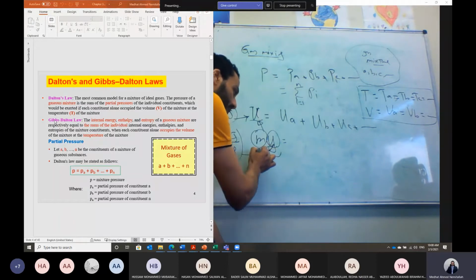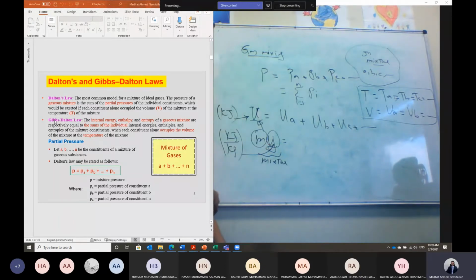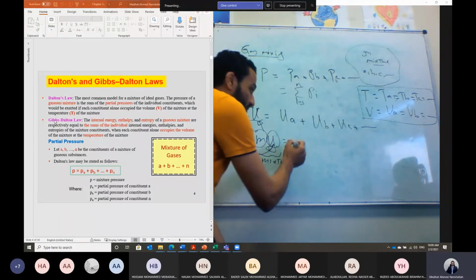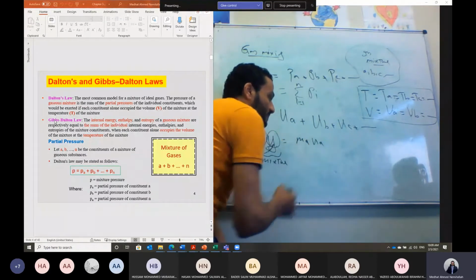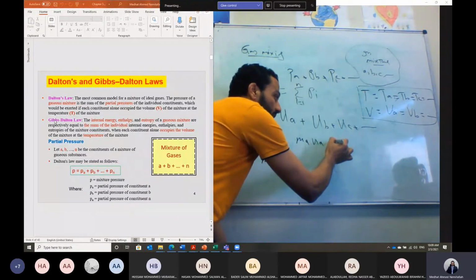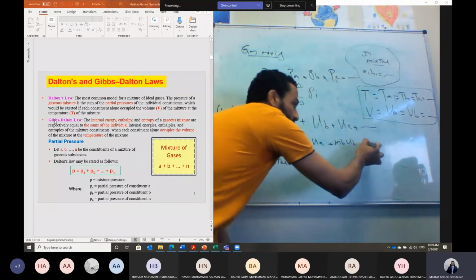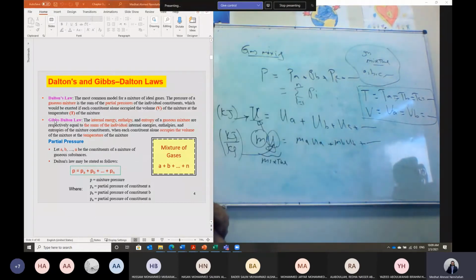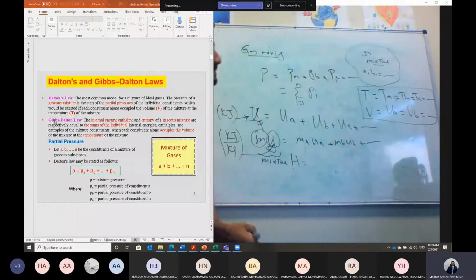Here we are talking about the mixture. So the specific internal energy multiplied by the total mass of the mixture should equal the mass of component A multiplied by its specific internal energy u_A, plus the mass of component B multiplied by the specific internal energy of component B, and so on. Okay? Like this, we can calculate the total enthalpy. Enthalpy is defined as what?